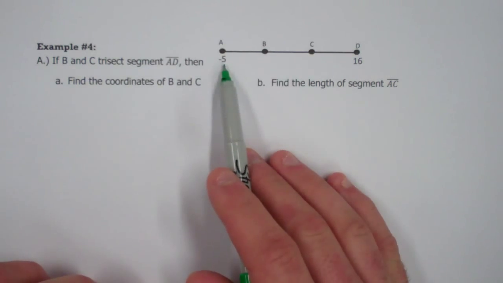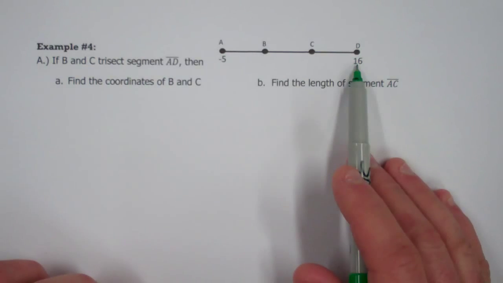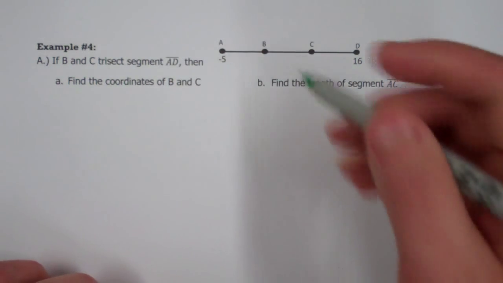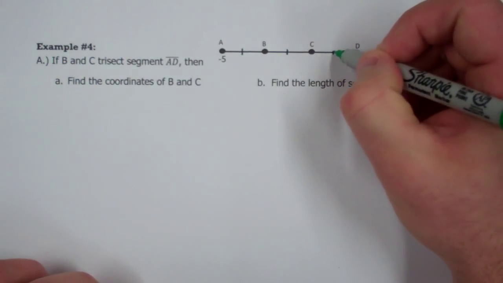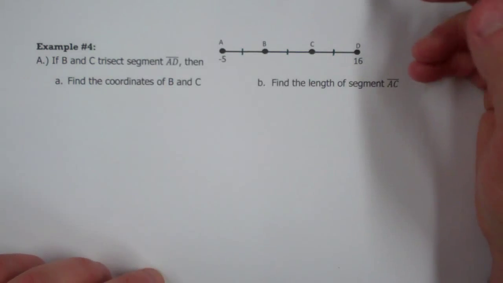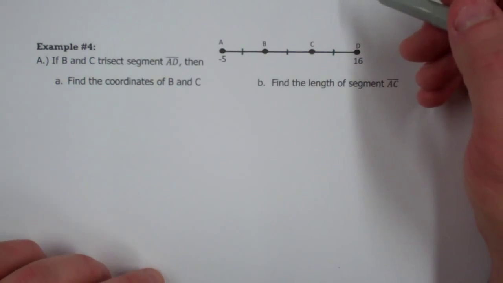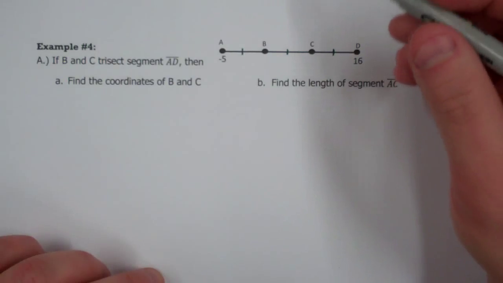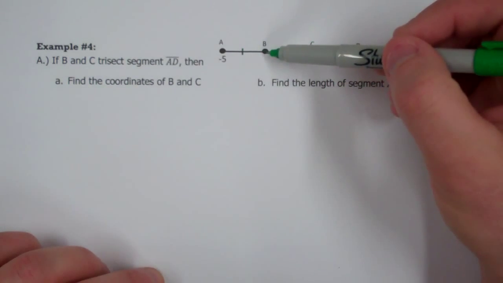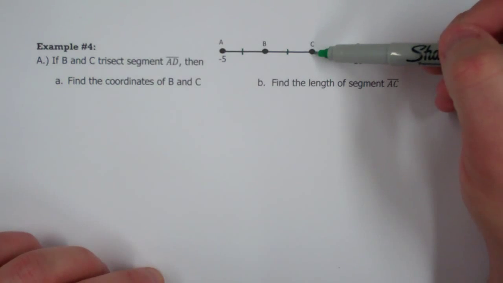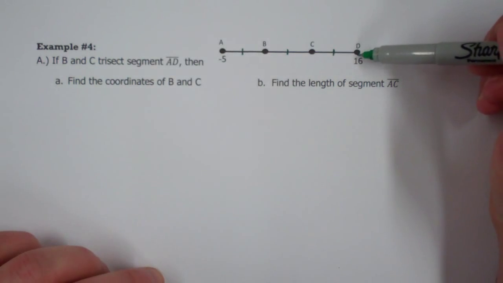We have -5 and 16 given as A and D, and this appears to be a kind of number line. Trisect means that this piece is congruent to this piece, which is congruent to this piece. You can guess and check here, and I'll show you a mathematical way to do this in a second. If you guess and check, you might choose 5. So this would be 0, that would be 5, and that would make this 10.